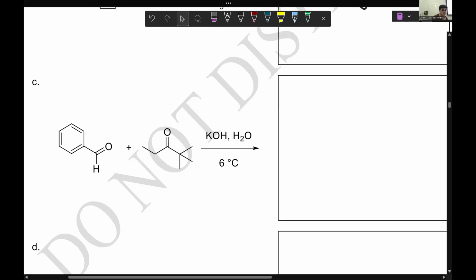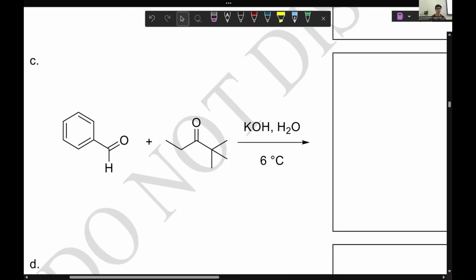Okay. So we look for our reactants: we have an aldehyde and then a ketone. One big hint is also our temperature. Whenever they indicate temperature, they're usually drawing our attention to one reaction.